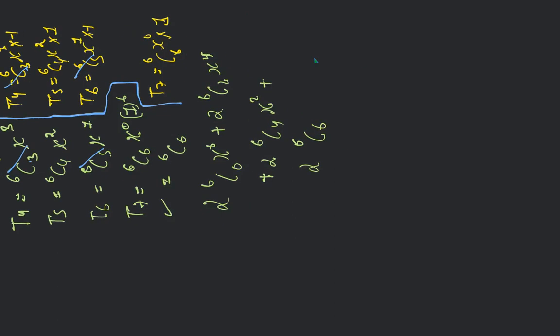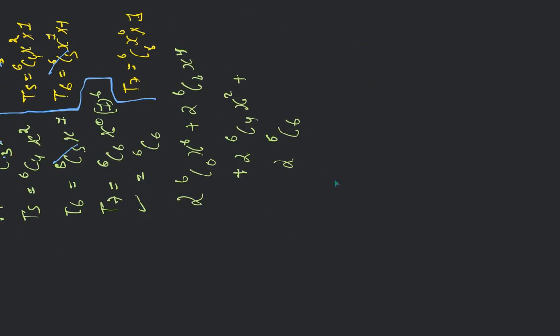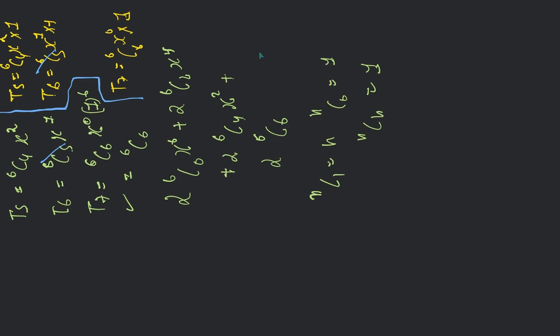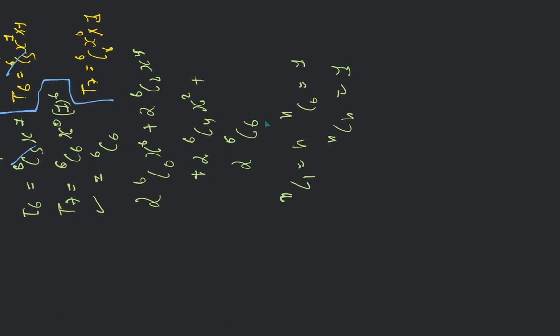Now add all these terms. So what is the value of NC0? By the formula we know that NC1 is equal to n, NC0 is equal to 1, and NCn is also equal to 1. So by the basic property of the binomial theorem, the coefficient of the first term, that is 6C0, is 1. So this is 2 into 1 into x to the power 6, that is nothing but 2 into x to the power 6.